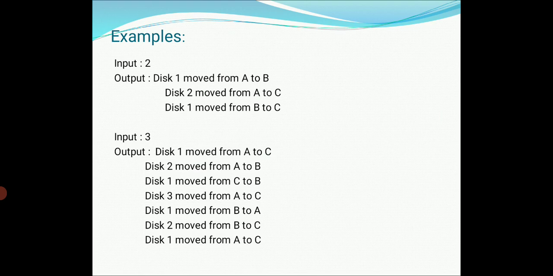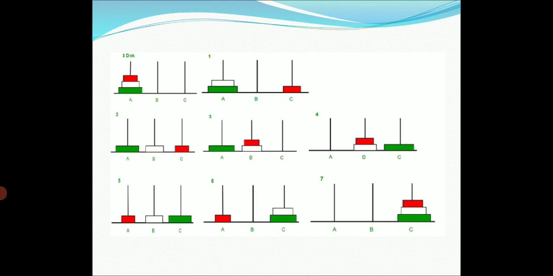For example, for input 2, the output is: disk 1 is moved from A to B, disk 2 is moved from A to C, disk 1 is moved from B to C. For the third input: disk 1 is moved from A to C, disk 2 is moved from A to B, then disk 1 is moved from C to B, then disk 3 is moved from A to C, then disk 1 is moved from B to A, then disk 2 is moved from B to C, disk 1 is moved from A to C. These are all the instructions that follow these diagrams.